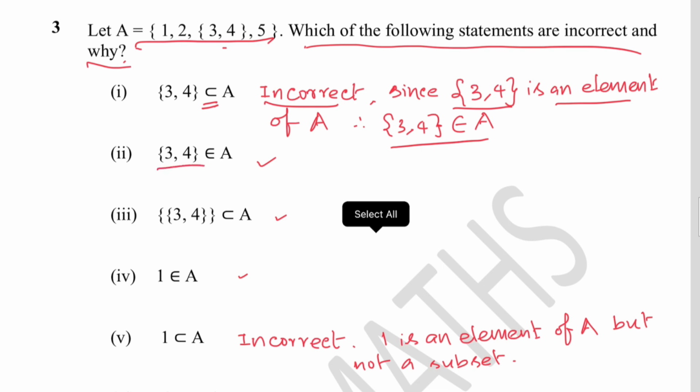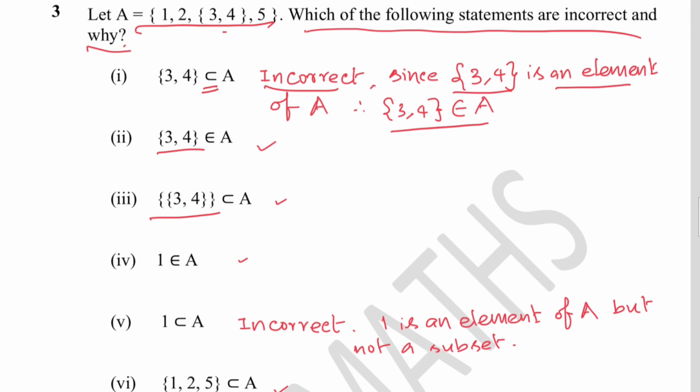And second subdivision is {3, 4} is an element of A. That's true because the set containing 3, 4 is an element of the set A. It's true. And another one is set containing an element is a subset. No, it's not true, because if you say an element A belongs to this, you have to say that it should be an element of that.